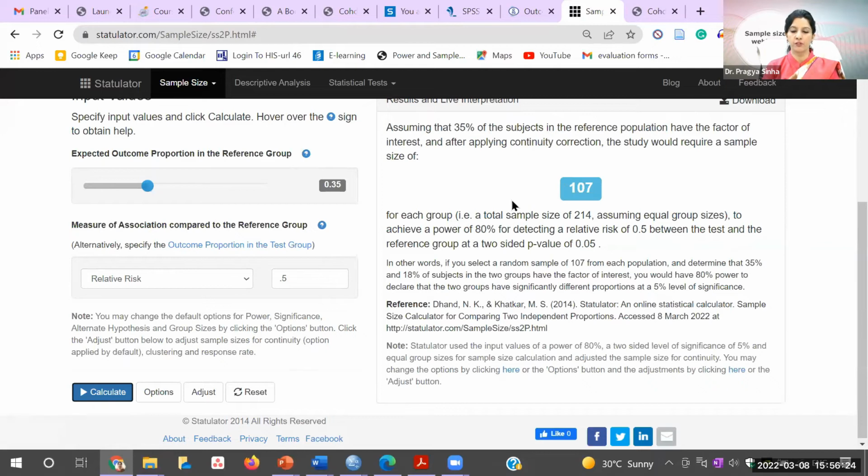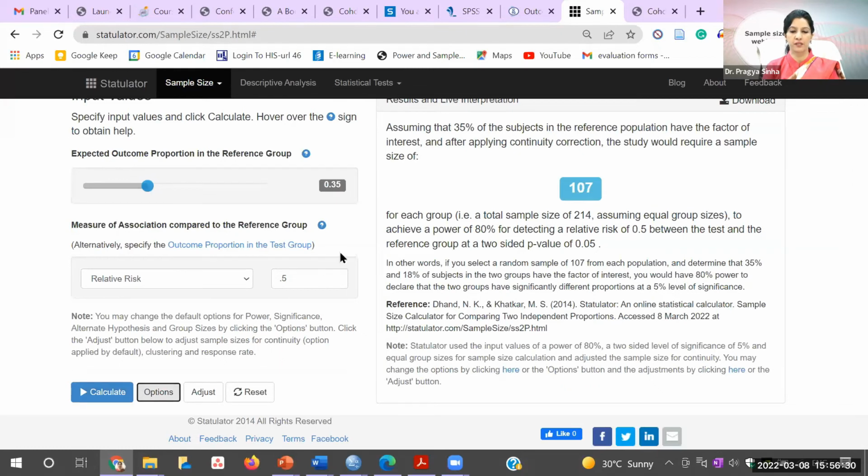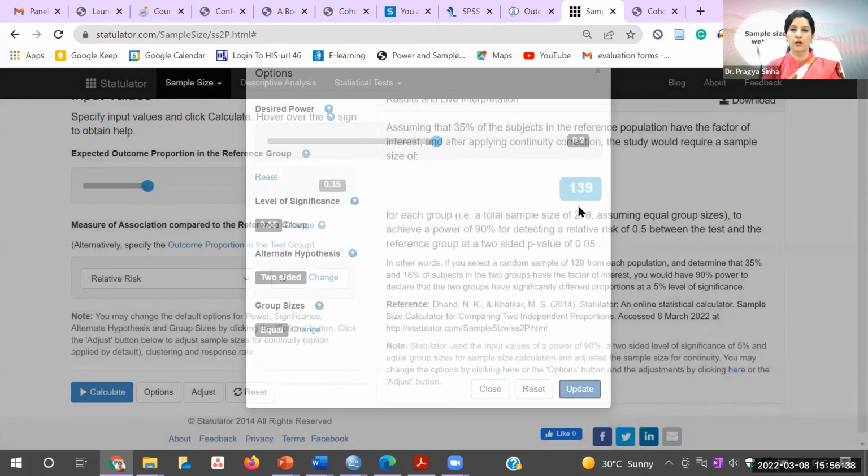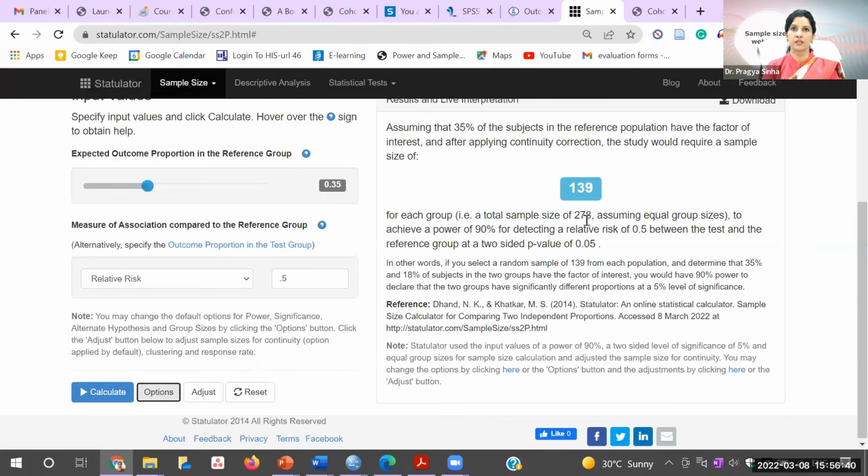After you press calculate, do read this explanation. It will tell you, because many times I have set that 80%, but again it is coming as 90%. So I'll again make it 90 and then update this. So now you can see that it is 139. So 90% power, relative risk of 0.5, and this alpha value of 0.05.